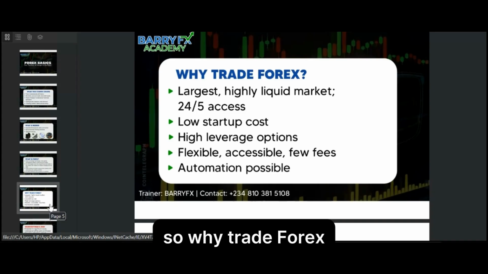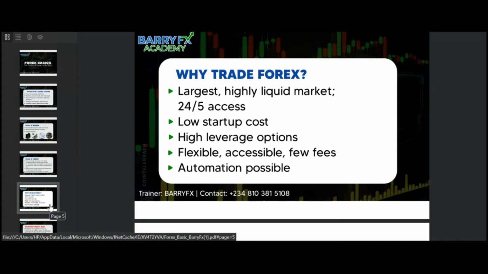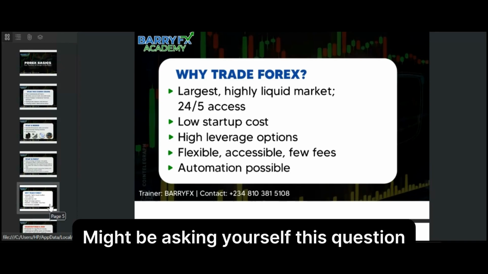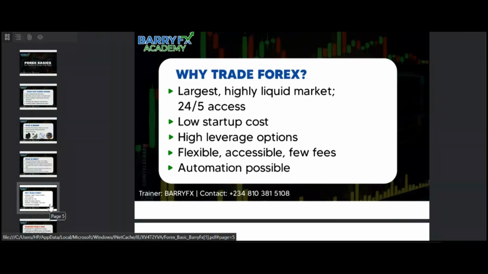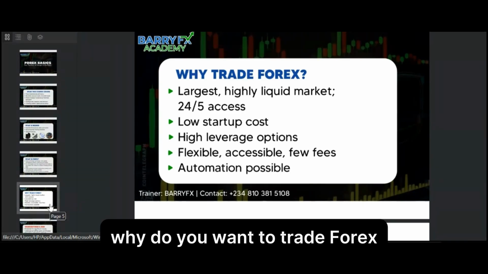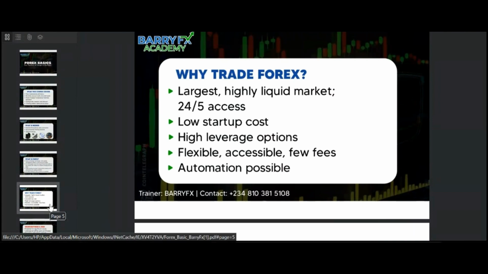So why trade forex? I know some of you might be asking yourself this question. Why do you want to trade forex, or why do you trade forex?